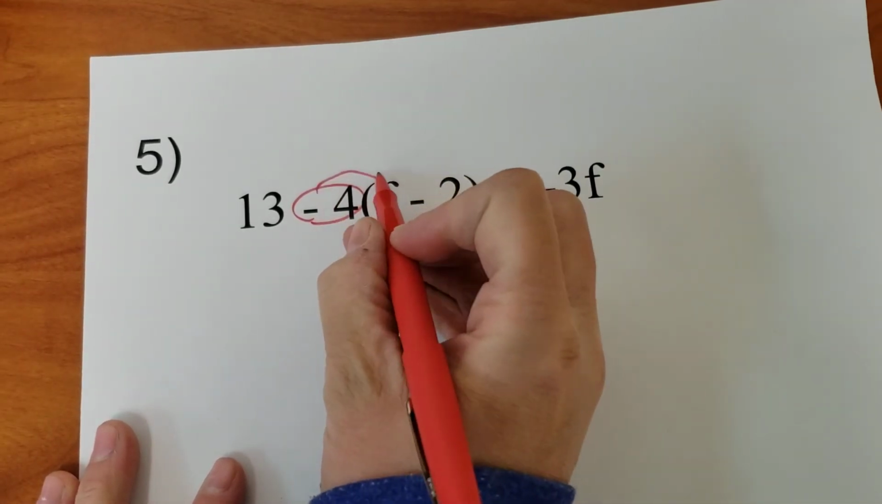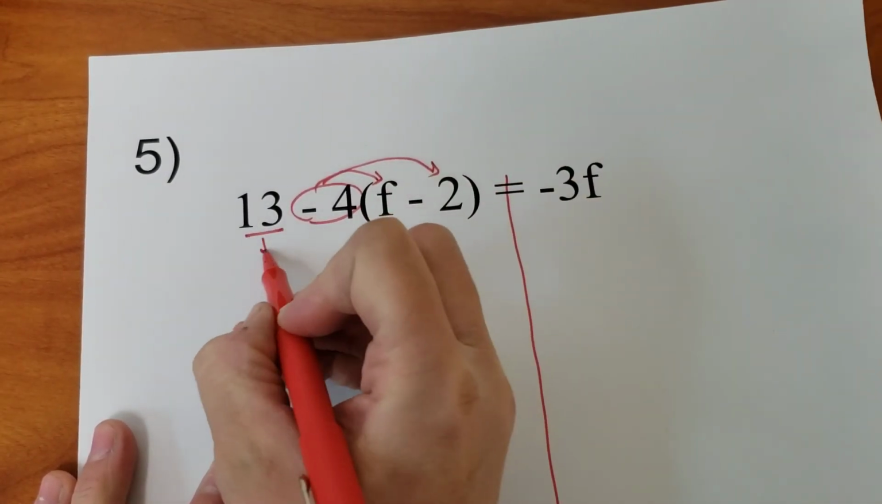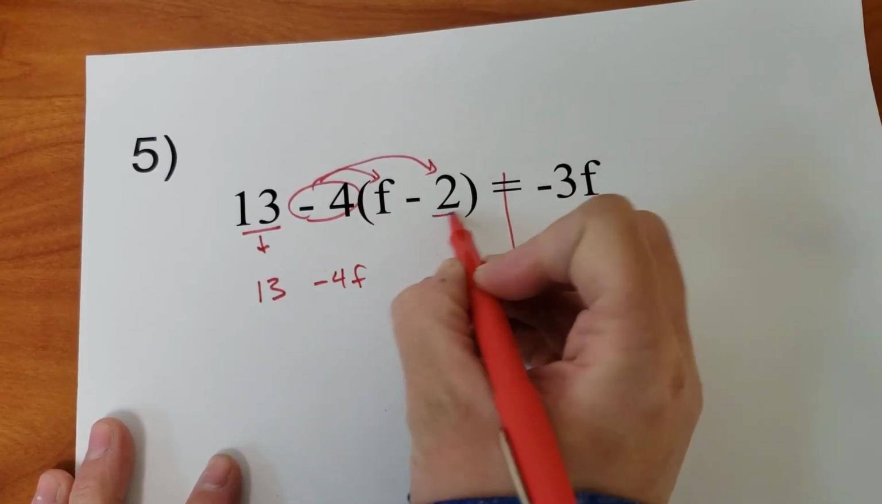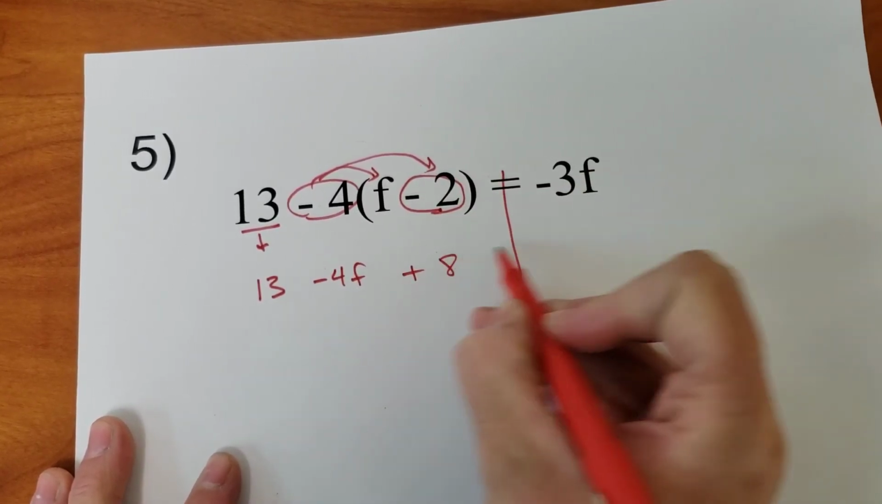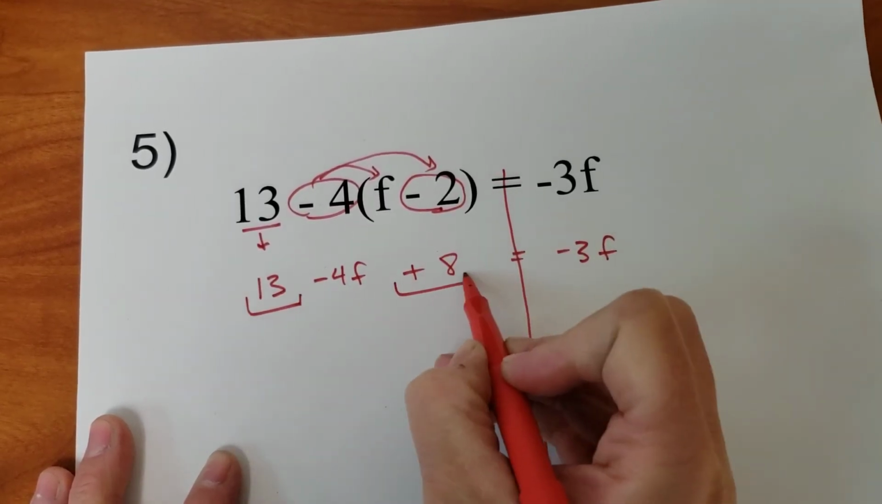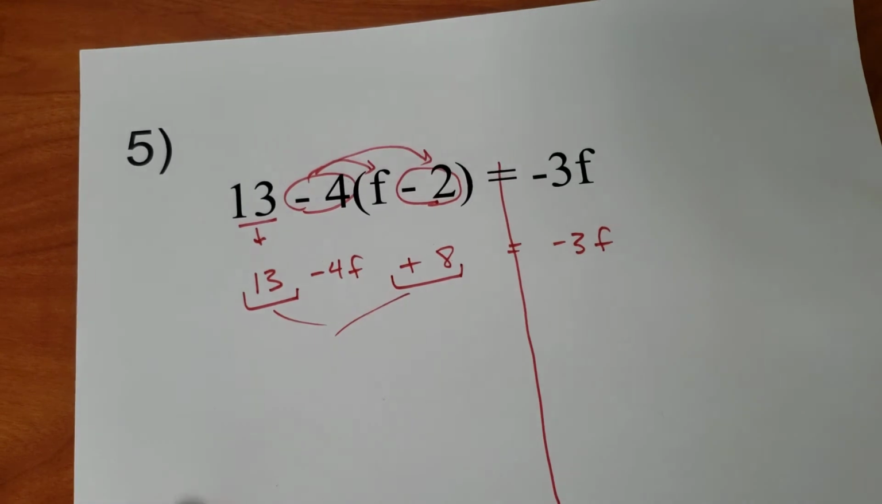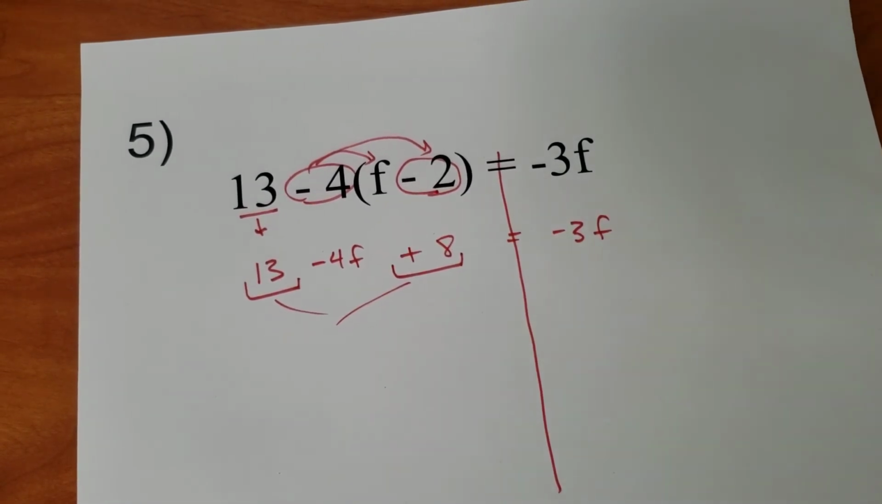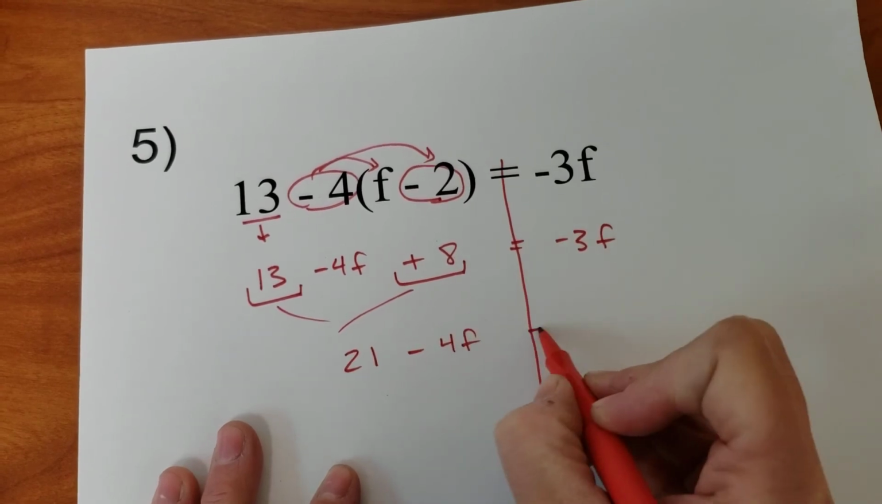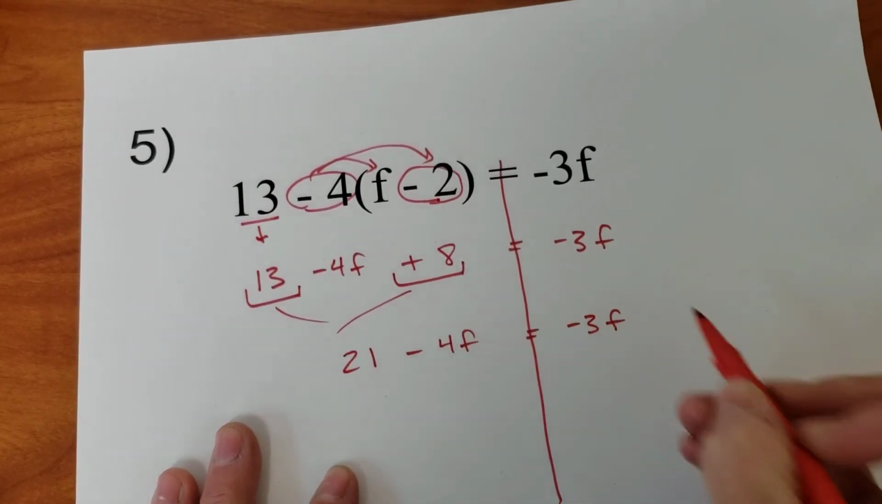So we're going to distribute the negative 4. Drop down the 13. Negative 4 times f. Negative 4 times negative 2 plus 8. So here we go. I got a 13 and a plus 8. Looks like I've got some like terms to combine. So we got 21 minus 4f equals negative 3f.